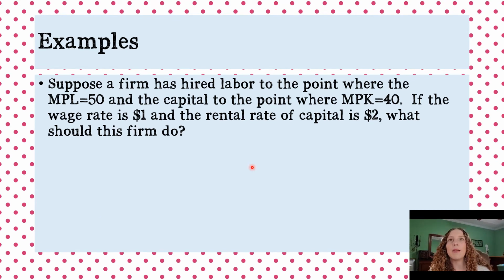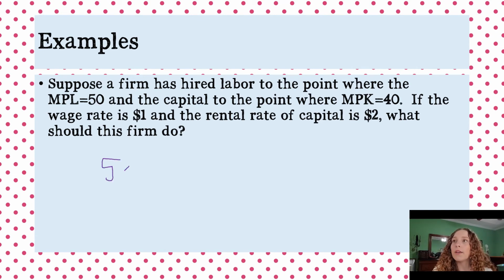Suppose a firm has hired labor to the point where the marginal product of labor is 50 and capital to the point where the marginal product of capital equals 40. If the wage rate is $1 and the rental rate of capital is $2, then what should this firm do? Okay, so let's do the same thing. Let's find the marginal product of labor per dollar and the marginal product of capital per dollar.